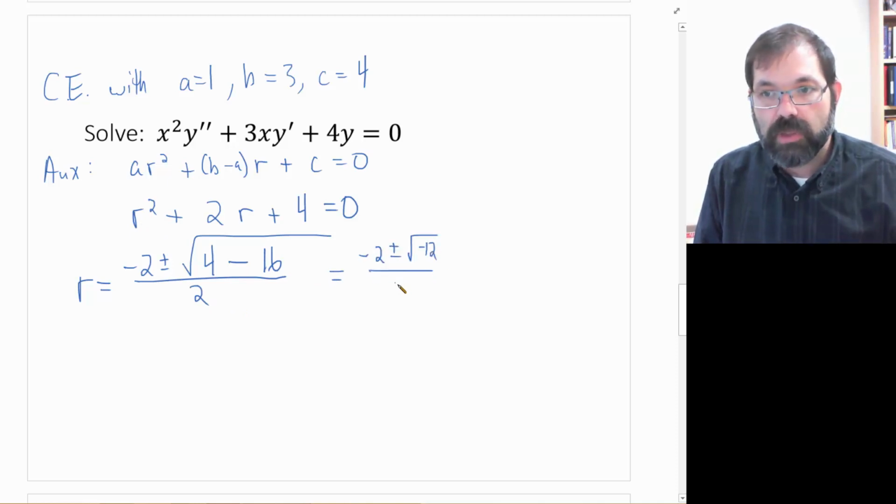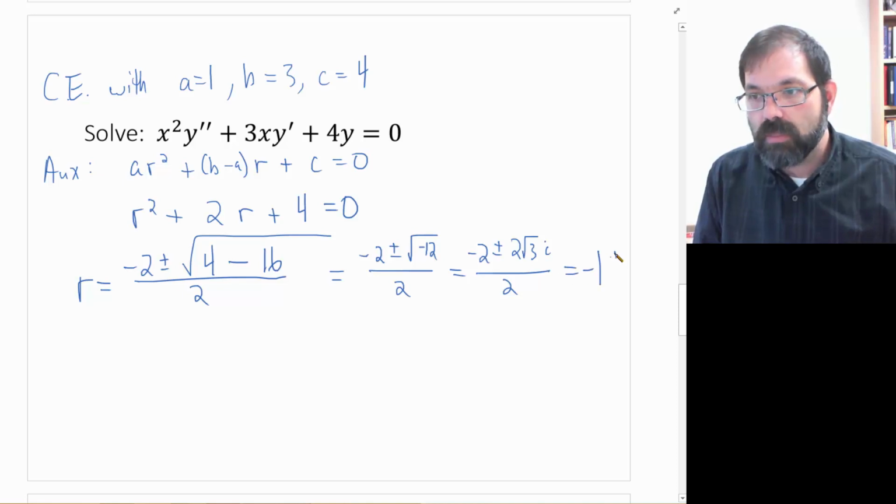Uh-oh, that's going to give me complex solutions. Square root of 12, that's 2 root 3. So I've got negative 2 plus or minus 2 root 3i over 2, and so that's negative 1 plus or minus root 3i.